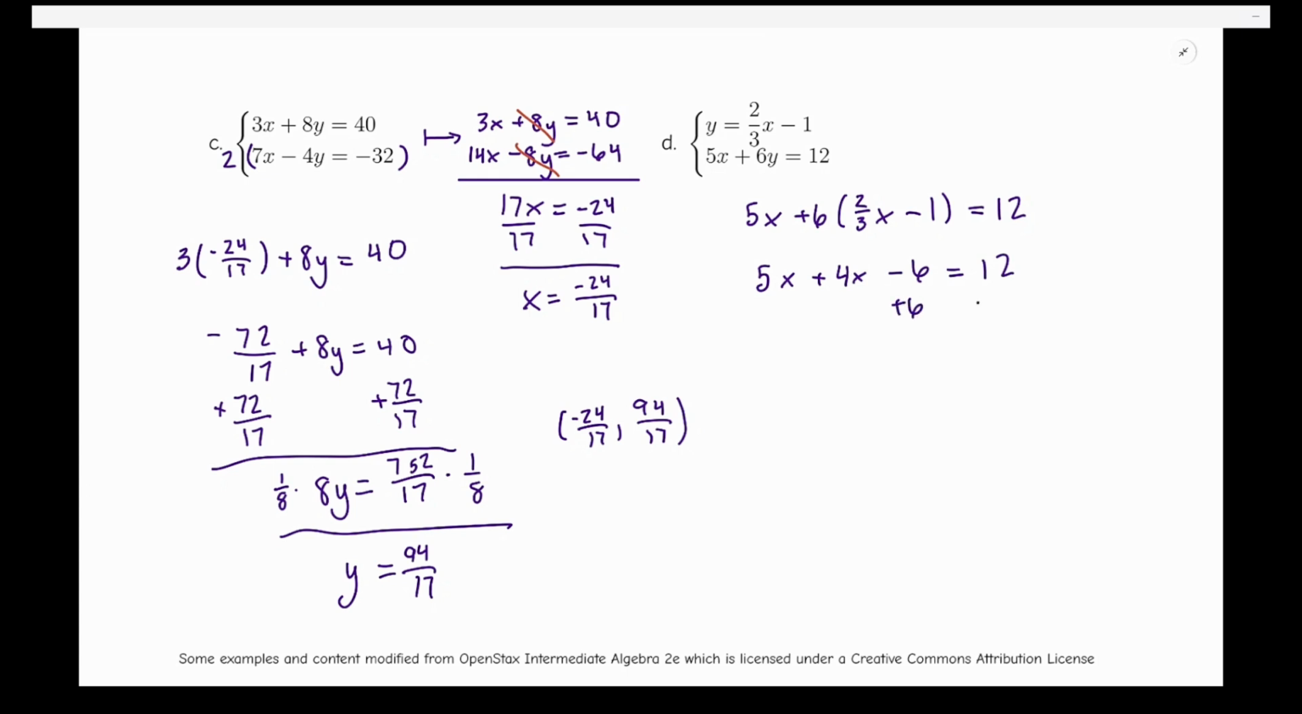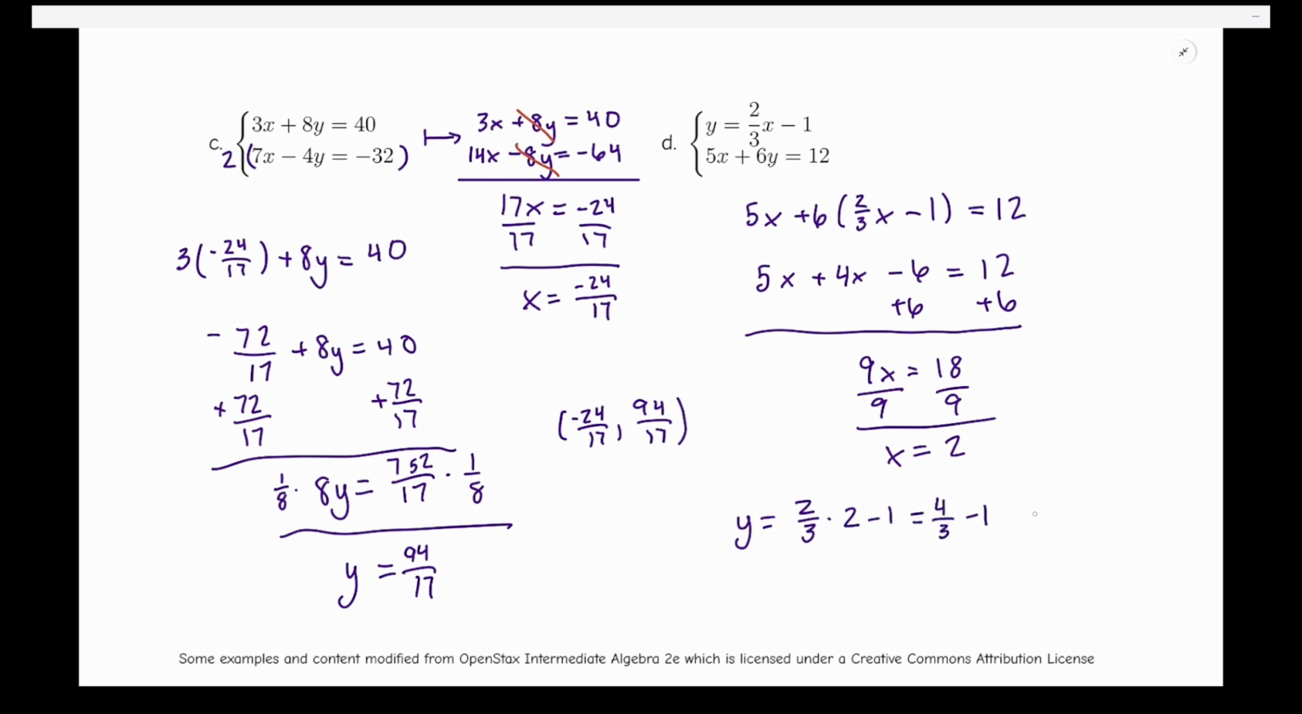Add 6 to both sides. Combine like terms. You get 9x equals 18. Divide by 9. Divide by 9. X equals 2. Plug this in to either equation. I'm going to choose the first one. So we get y equals 2/3 times 2 minus 1, which is 4/3 minus 1, which is 1/3. So then our answer is 2, comma 1/3. And that is it for section 4.1.